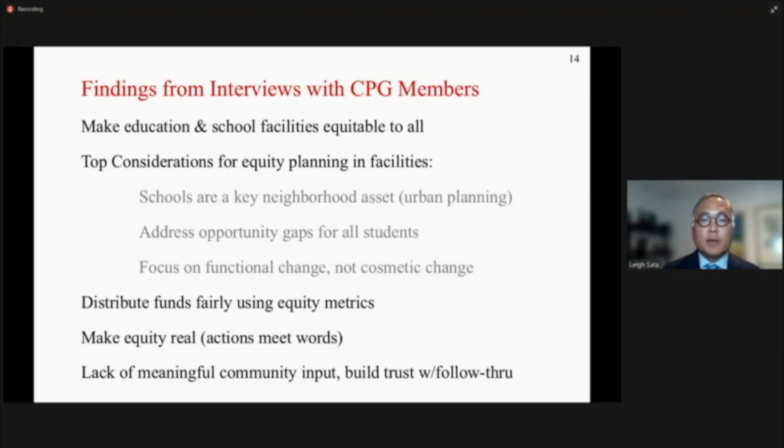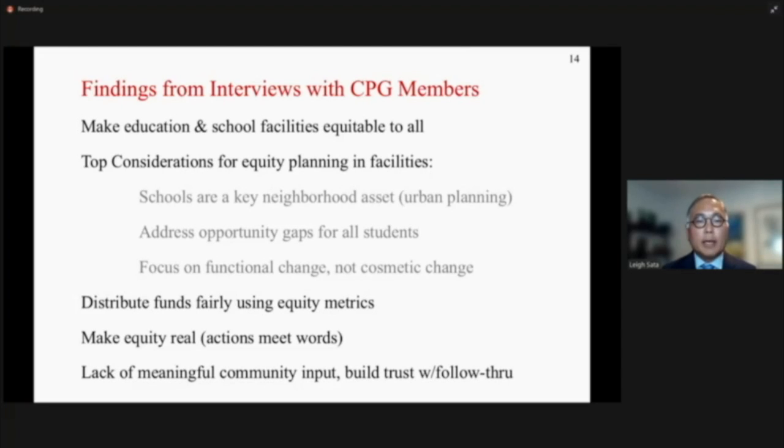The top considerations for equity planning in facilities would be that schools are a key neighborhood asset. They are an integral part of urban planning. The second idea here was that we need to address opportunity gaps for all students. And finally, that we need to focus on functional change, not just cosmetic change. The interview findings also suggested that we distribute funds fairly using these equity metrics, that equity be an integral part of how funds are distributed, and that we consider making equity real.